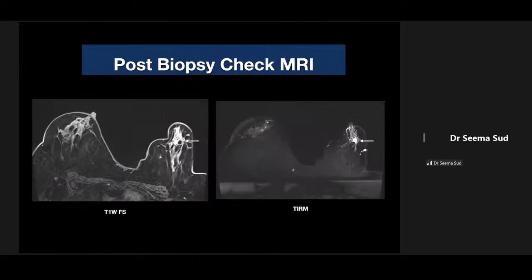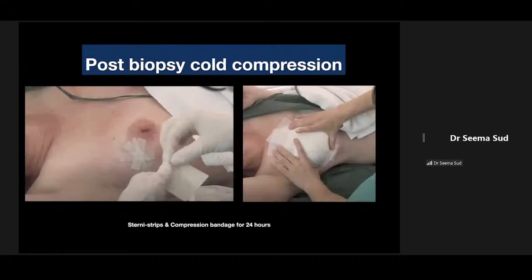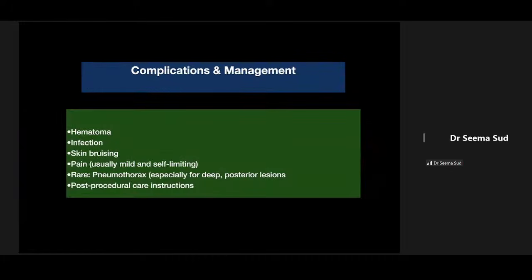Then, before taking the patient out, we do check cuts to look for any hematoma. And this is followed by steri-strips to oppose the margin where you've entered, and you give a compression bandage for 24 hours. We keep the patient in the MR suite for an hour just to see if the patient has any discomfort. There are very few complications which are really known. It can be hematoma, infection, skin bruising, pain, very, very rare pneumothorax, and you have to give proper post-procedural care instructions to the patient.